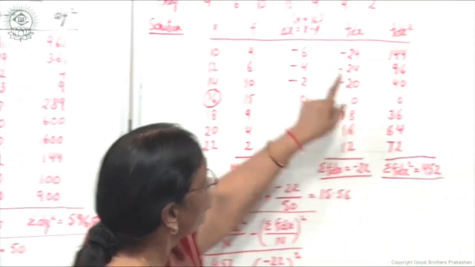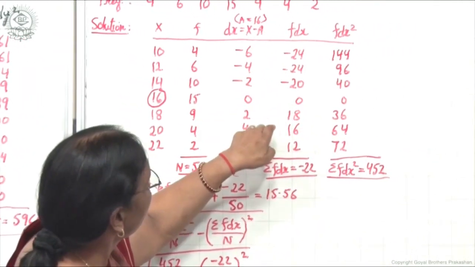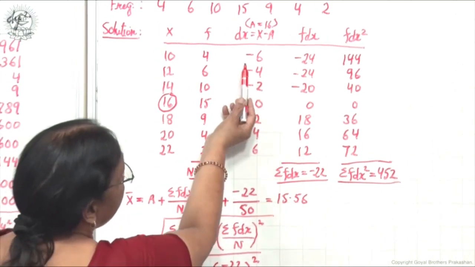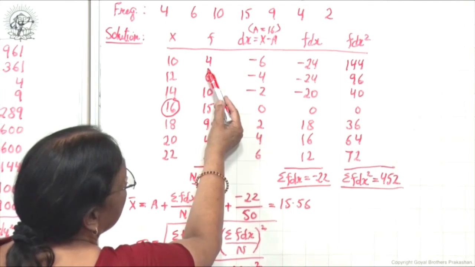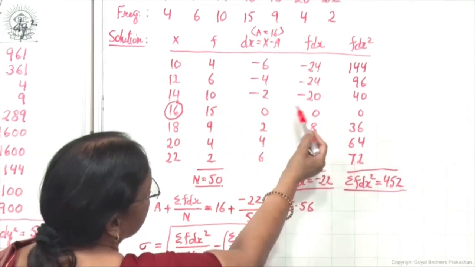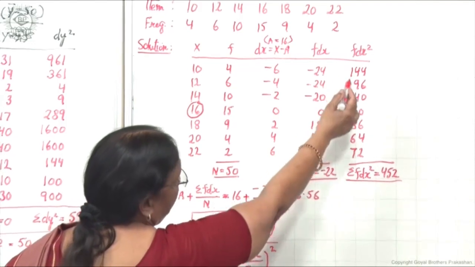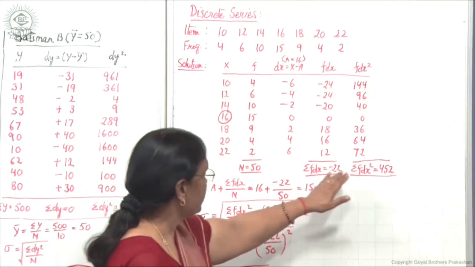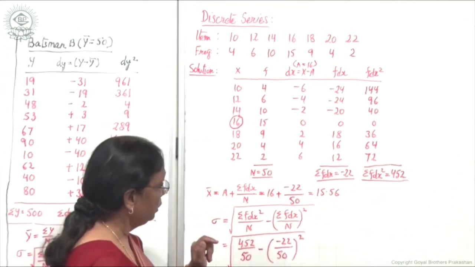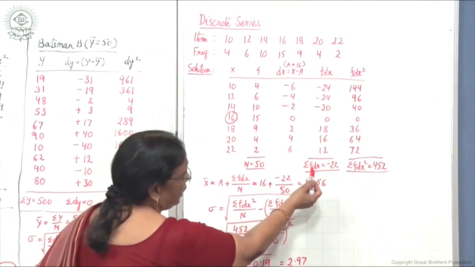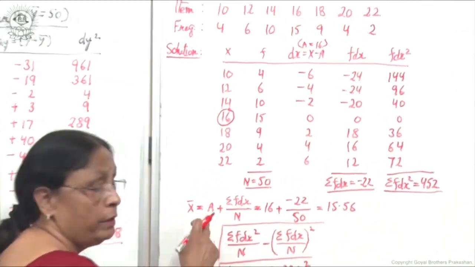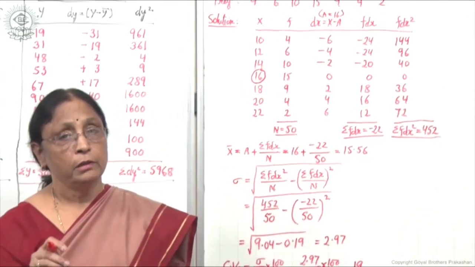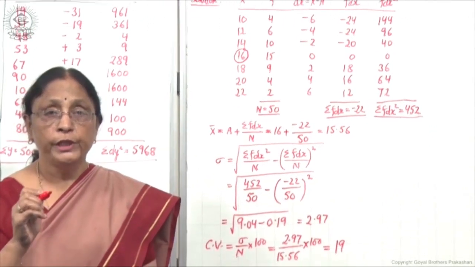Now for f dx square, you don't have to make the square of this column; you have to make the square of dx and multiply it by f. So you will get this data, right? F dx square is 452. After getting this data, you apply the formula. First, because you have calculated f dx, let us see what the actual mean is. Why do we have to calculate the actual mean? Because for CV, the coefficient of variation, you need the actual mean.